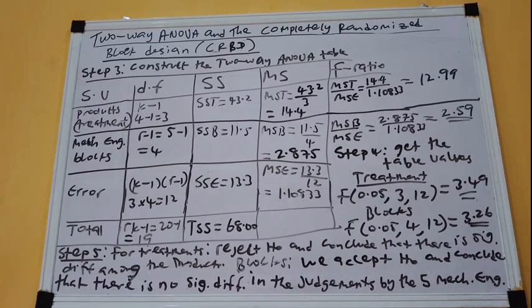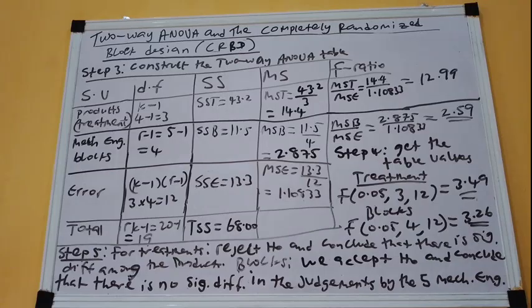Beloved, step 5 has to do with our decision and conclusion. Now, if you look at the F ratio for treatment, the F ratio that is calculated F for treatment is 12.99, and the table value for treatment is 3.49. And the decision rule states, we said that from the beginning, even in our test of hypothesis, if the calculated value is greater than the table value, you reject the null hypothesis. But if the calculated value is less than the table value, you accept the null hypothesis. Both hypotheses cannot be accepted and rejected at the same time. When you accept one, you reject the other.